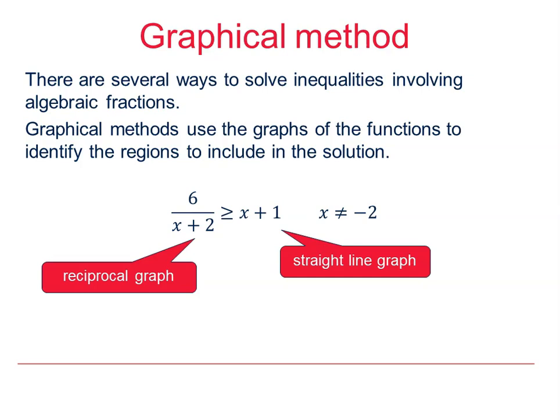So for example, if we have 6 over x plus 2 greater than or equal to x plus 1, the method that we looked at before would combine these as a single fraction. However, what we can do is to consider it as two separate graphs. On the left hand side, f of x equal to 6 over x plus 2, and that is a reciprocal graph, and then on the right hand side, g of x equal to x plus 1, and that's a straight line. Now, both of these are relatively straightforward to graph. So we're going to do this on the next slide.